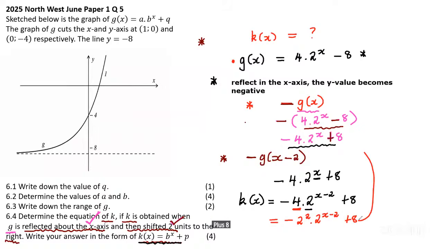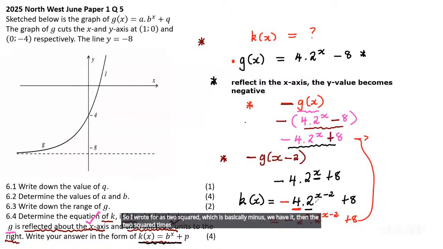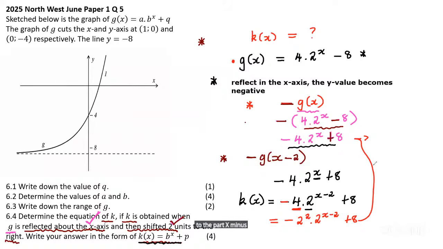Okay, let's bring it a bit this side. So I wrote 4 as 2 squared, then 2 squared times 2 to the power x minus 2. Mathematically, the bases are the same. So yes, I see the negative. Let me write it properly here. The bases are the same, so the powers must add. So this is the laws of exponents.